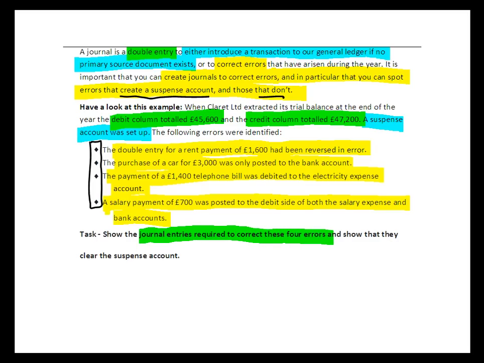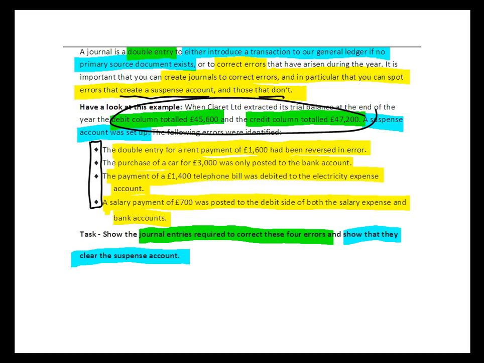So 4 errors have been identified, and our job is to identify the journal entries that will be required to correct these errors, and then to show that they clear the suspense account, that they get rid of this temporary errors account, showing that we've corrected everything appropriate. And the key thing to remember is not all of these 4 errors will affect the suspense account. Well, let's just think about the basic problem we've got. As we saw, the trial balance doesn't balance.